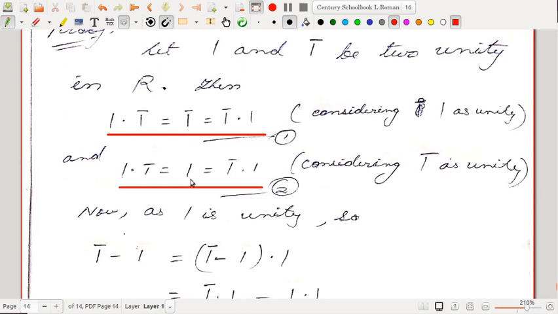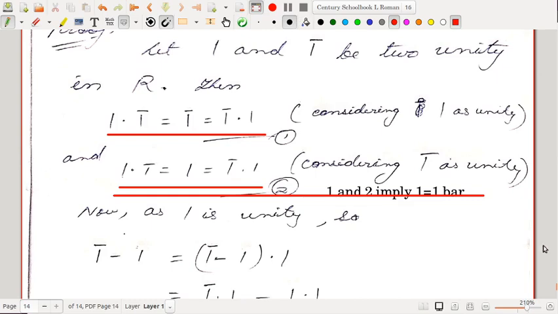So from here itself we can conclude from 1 and 2 that 1 is same as 1 bar. Right, because 1 into 1 bar, this element is the same as this element here, 1 into 1 bar. Okay, so it's quite simple. This portion is not required. So 1 and 2 imply that 1 is equal to 1 bar. Okay, so the unity element in a ring is unique.